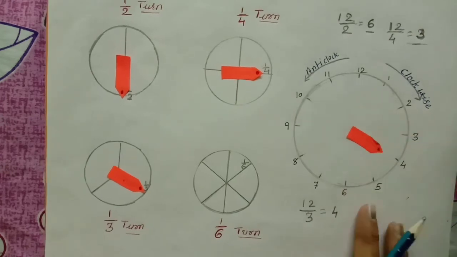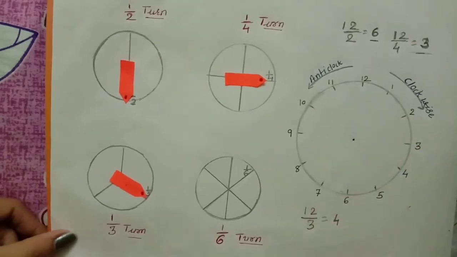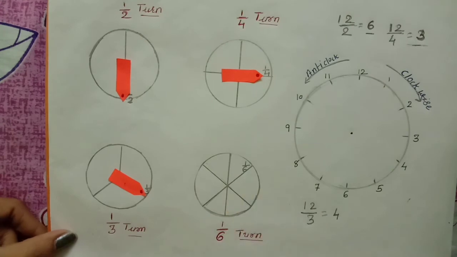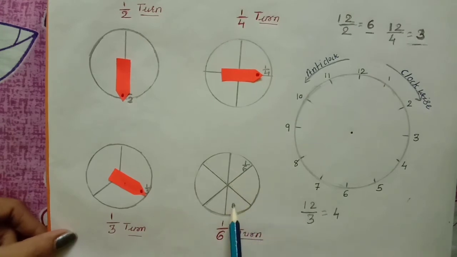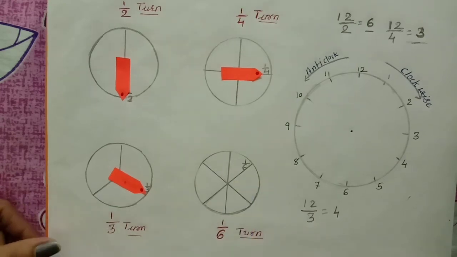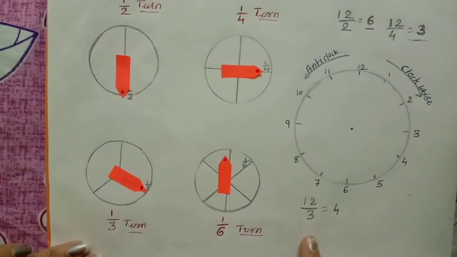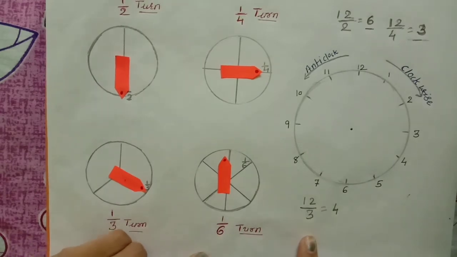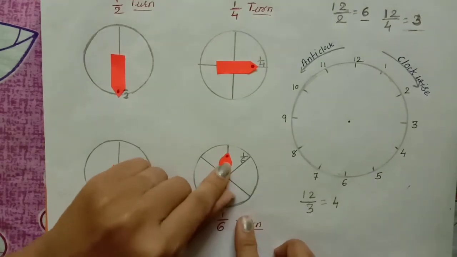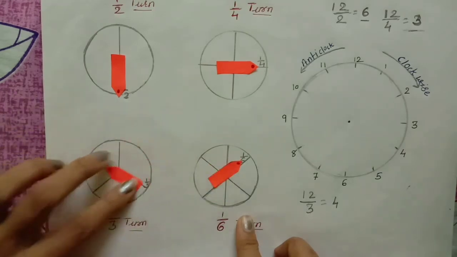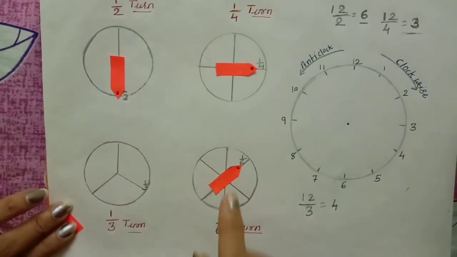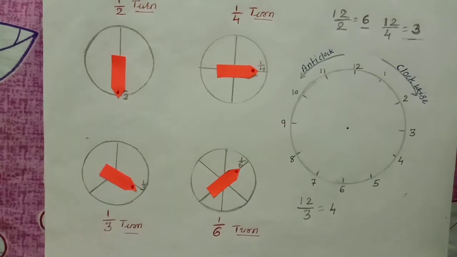And at last, let's see the 1/6 part. I have a circle and I made 6 equal parts, 1, 2, 3, 4, 5 and 6. So each part is 1/6 of a whole. So if we take an arrow and want to turn it 1/6, then which side? Only this much. This is the 1/6 part. Let's see 1/6 turn according to the clock.